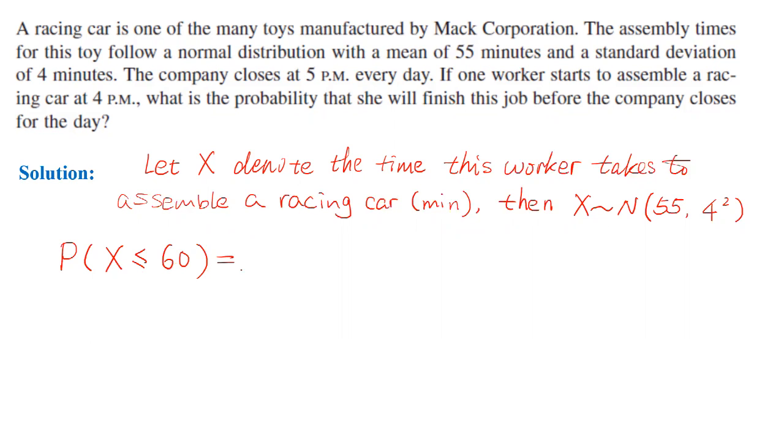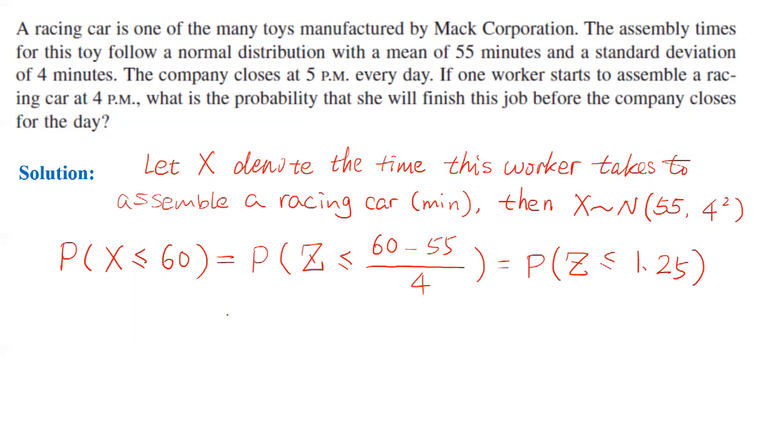Again, we cannot find this probability directly from the SND table. So first, we need to convert X to Z. And at the meantime, we need to calculate 60 minus 55 divided by 4, right? Which equals minus 1.25. And then we can look up the table. 1.25, the corresponding value of that is 0.8944. So the probability that she will finish this job before the company closes is 0.8944. Okay, any questions?